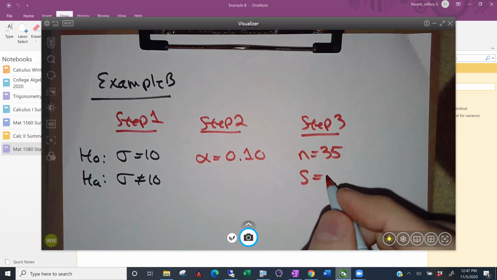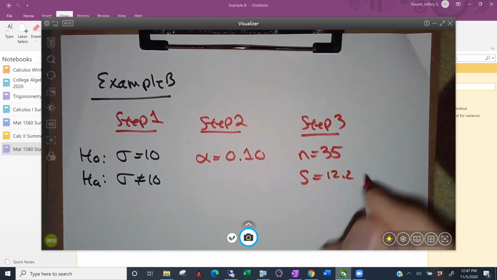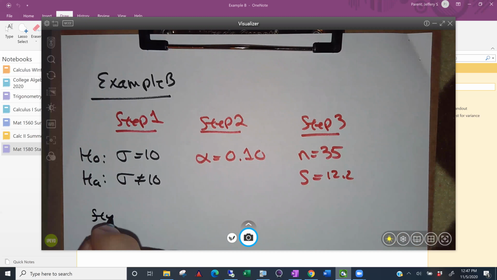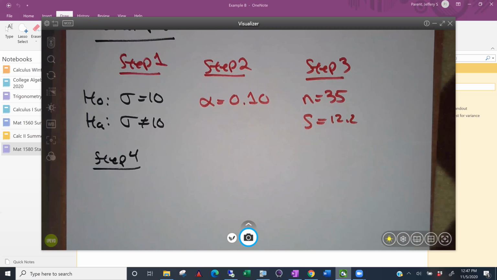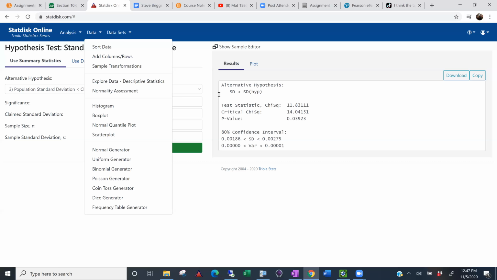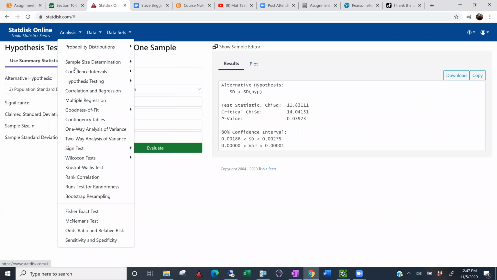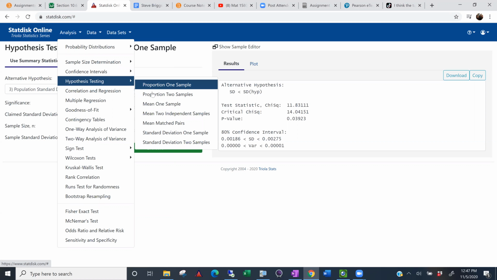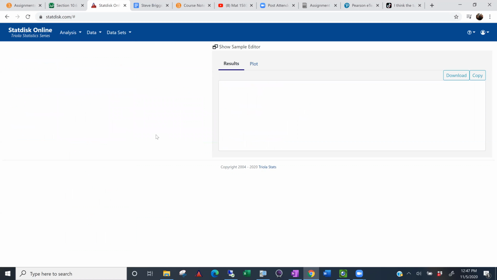That's going to be 12.2. And we'll use that to find our p-value. So we'll find our p-value by plugging it into StatDisk. Let me do that here. So analysis, hypothesis testing, standard deviation 1 sample.